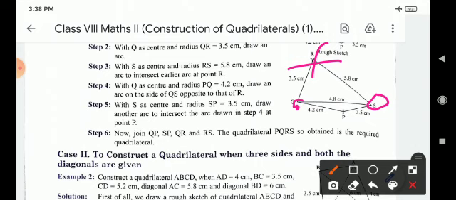Same process for P. Step number 4, with Q as center and radius PQ equal to 4.2 centimeters, draw an arc on the side of QS opposite to that of R. Step 5, with S as center and radius SP equal to 3.5 centimeters, draw another arc to intersect the arc drawn in step number 4 at the point P.